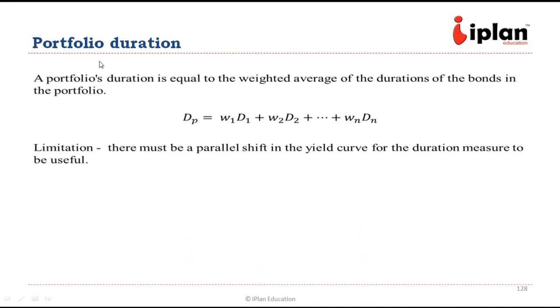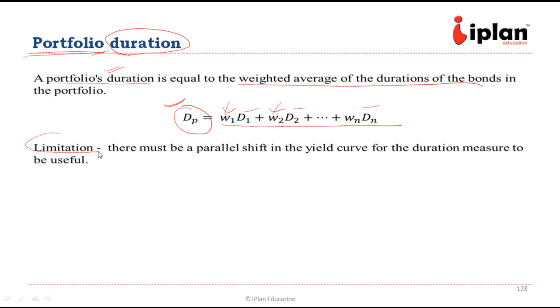Now let us look at the concept of duration in the context of a portfolio. So if we have to calculate the interest rate sensitivity of a portfolio, or how the price or value of a portfolio is changing with respect to a change in the yield in the market, we can just calculate the duration of individual bonds, and we can take the weighted average of the duration of these bonds in order to find out the duration of the portfolio. So this is DP, the duration of the portfolio, which is nothing but the weighted average of the duration of the different bonds, and weights will be given by their respective weights in the portfolio itself based on their values.